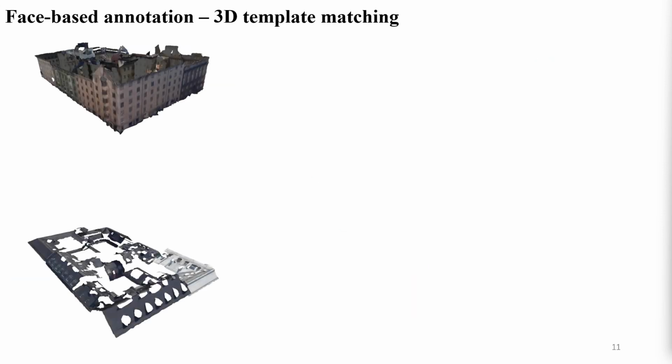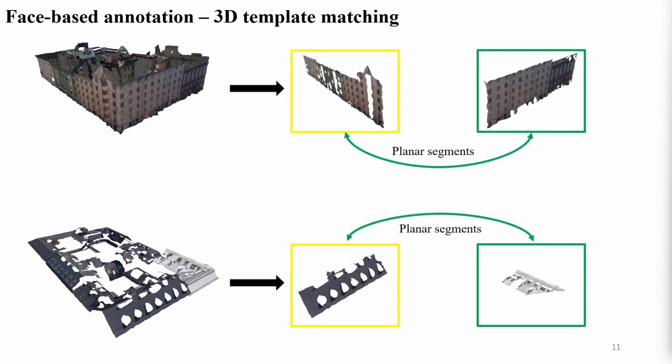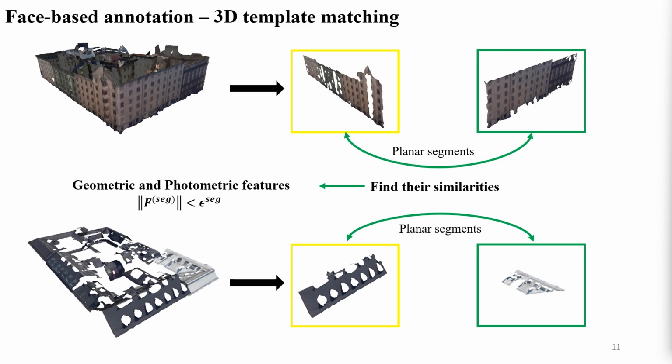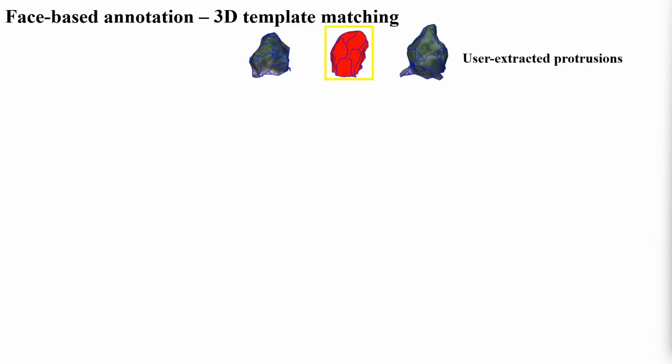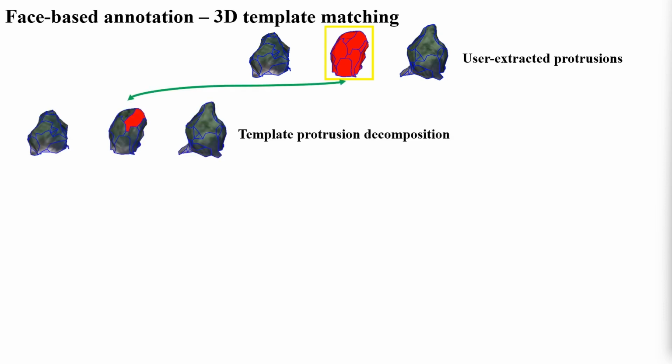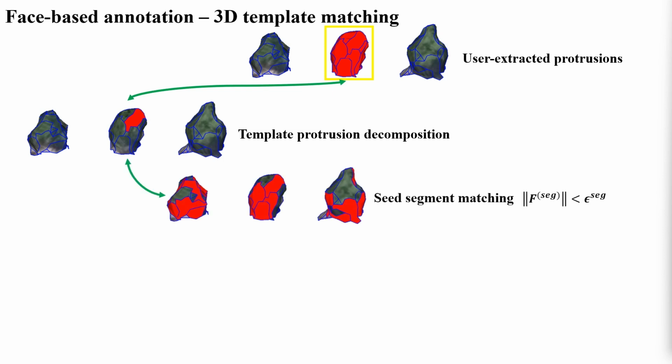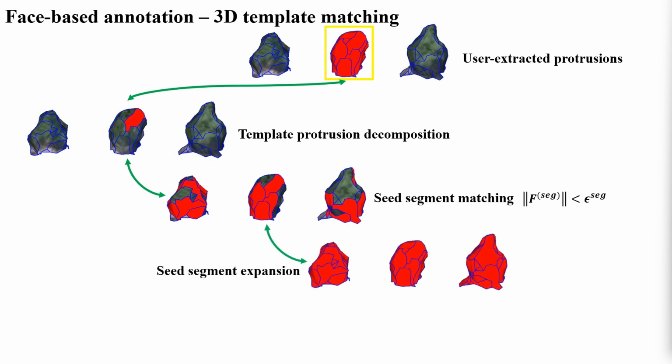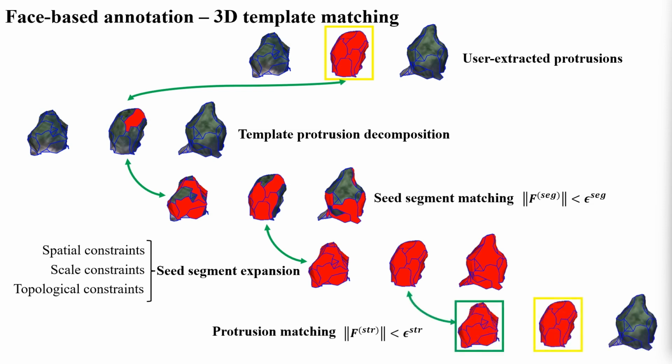For the separate planar segments, we aim to better annotate them by identifying similarities based on geometric and photometric features. We also propose template matching for protrusions based on user-extracted examples. We break down the template and match it with other seed segments using a feature vector. Then, we expand these seed segments into protrusions within spatial, scale, and topological constraints. Finally, we perform protrusion matching based on structural features.